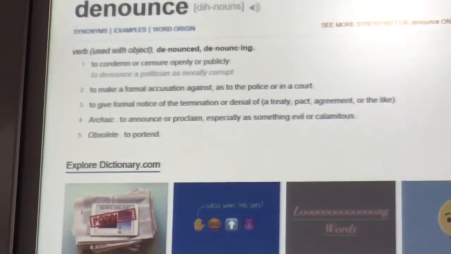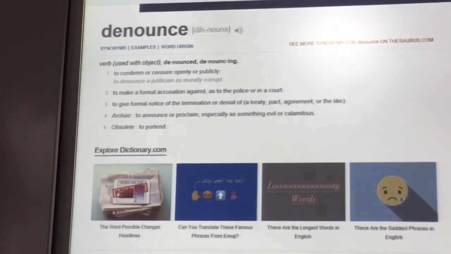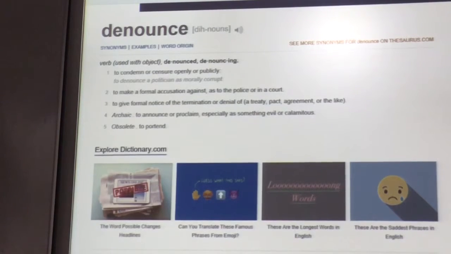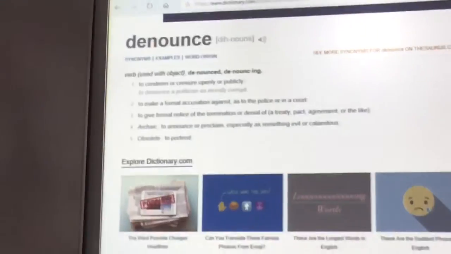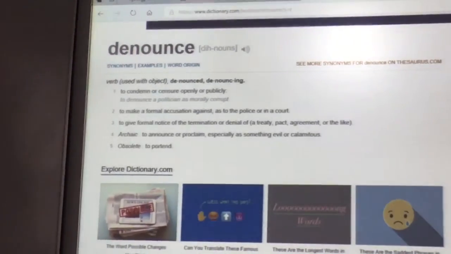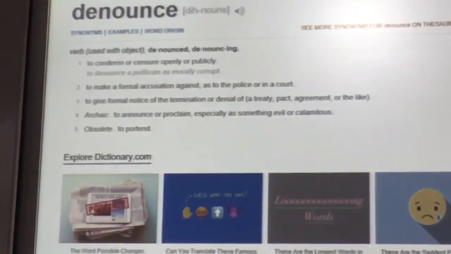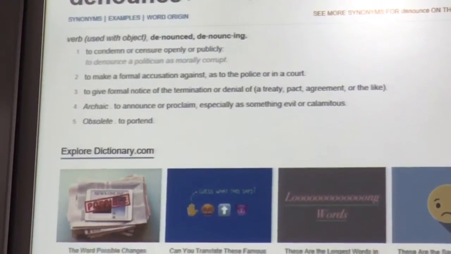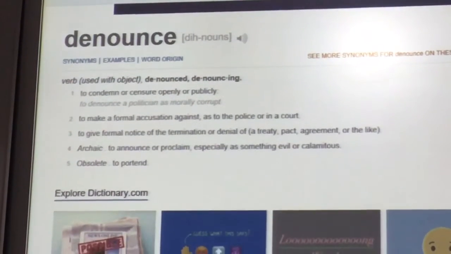Looking at these definitions, what definition do you guys want to use for this? Number one. Number two. Number one, number two? Think about what we came up with as a definition for the word in context. If you don't remember, you should have written it down on your paper. Refer back to it, okay?